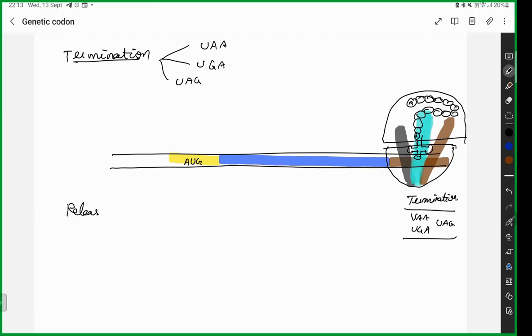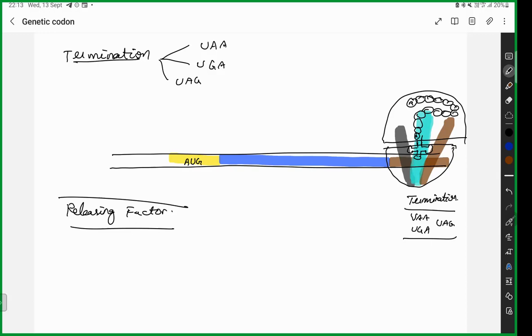Now you're going to come to the end of it, the releasing factor. So you actually have different releasing factors. What you need to remember is that though the name releasing factor indicates that it helps in release, however, it does not help in release; it recognizes a stop codon. That's all. Once it recognizes a stop codon, it is going to be releasing itself.